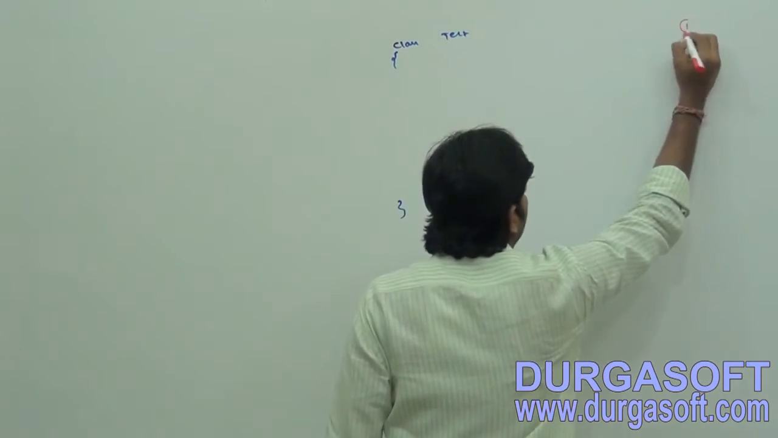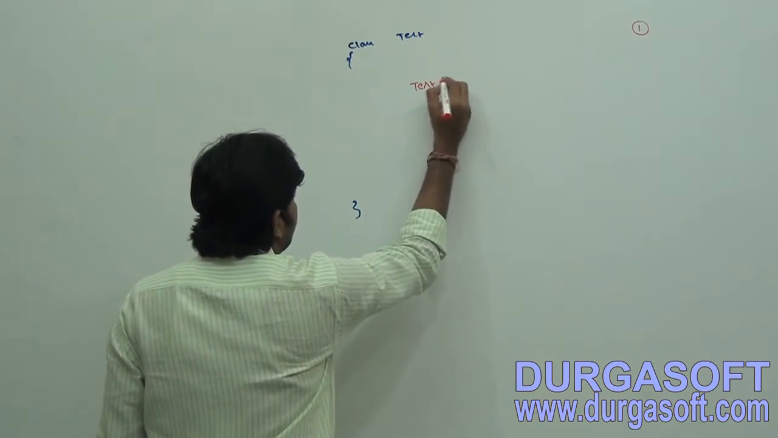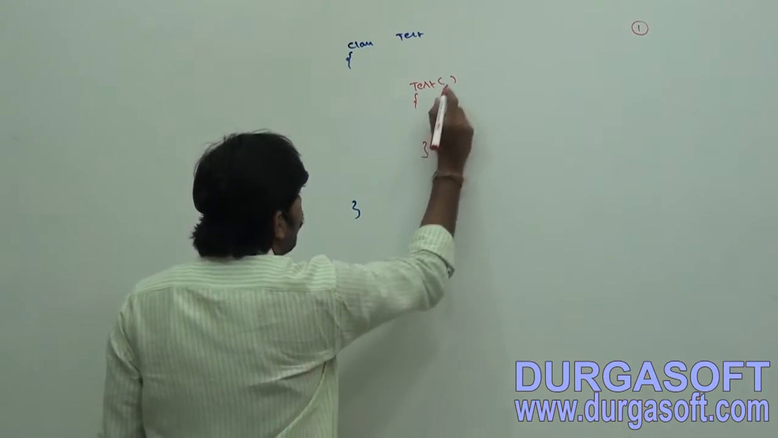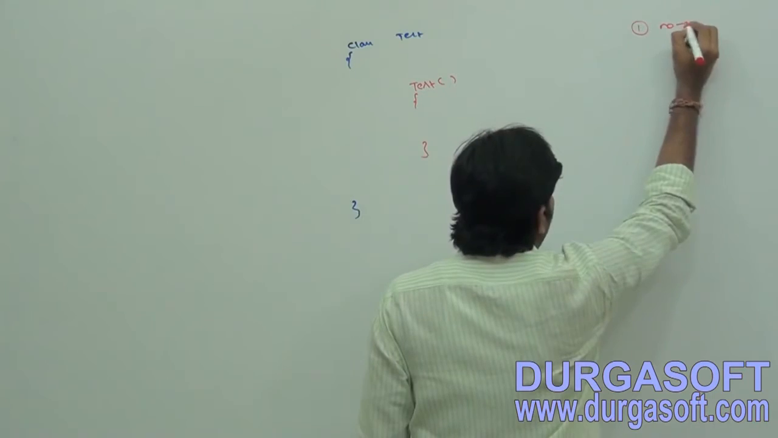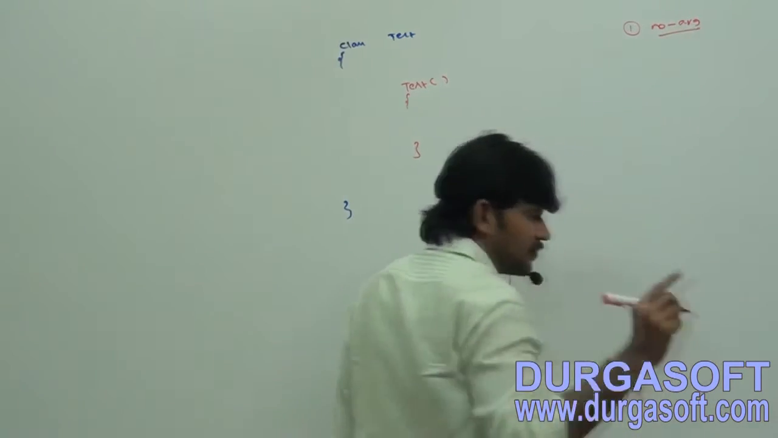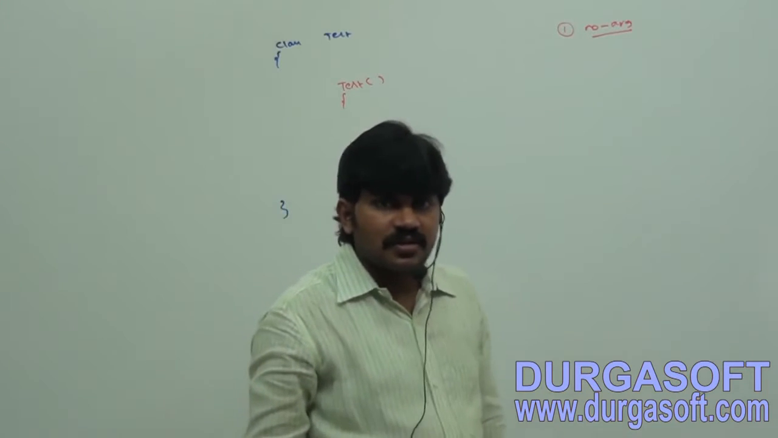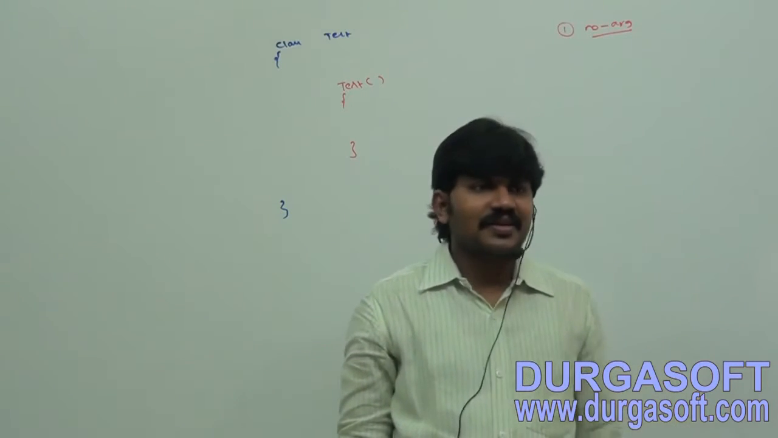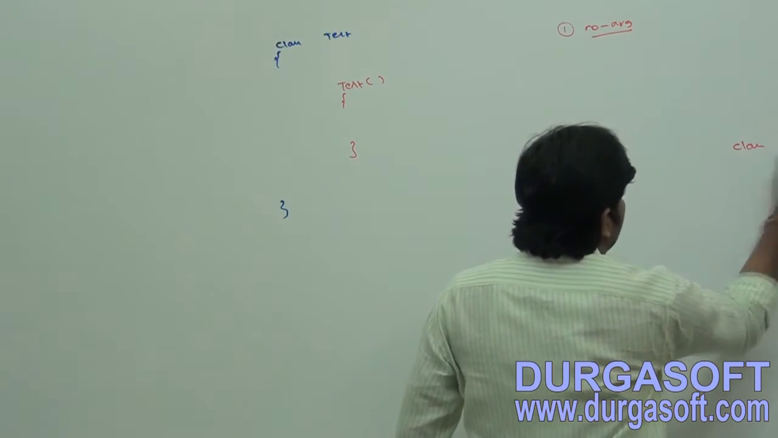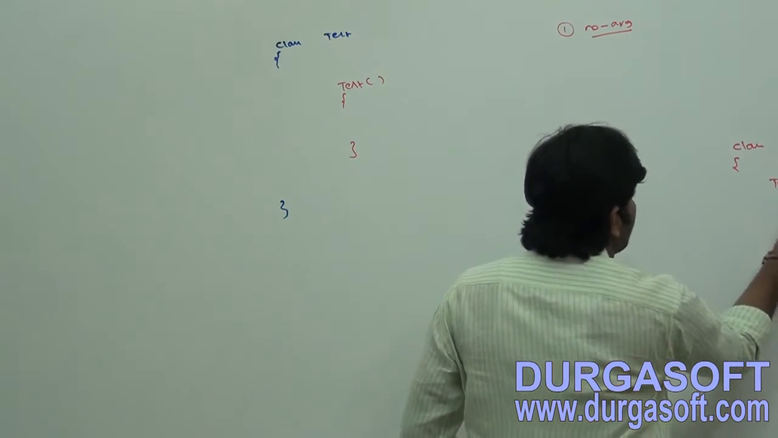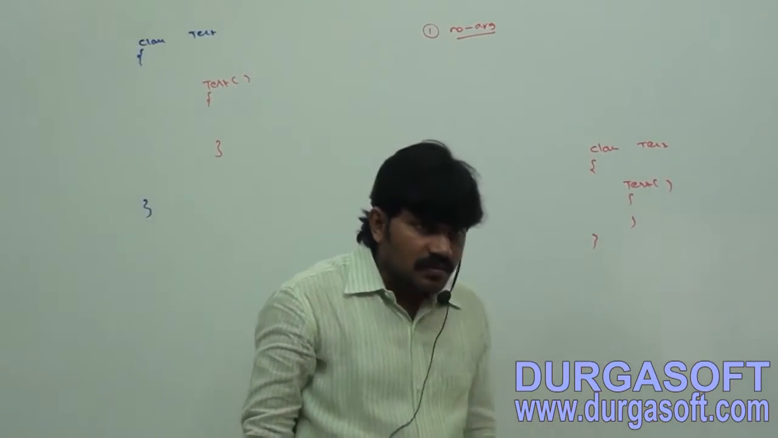Point number 1: the default constructor is always a no argument constructor. But here one thing you should be aware of: every no argument constructor is not a default constructor. Most people have a wrong approach in their mind. Suppose I wrote a Test constructor like this. Can I say it is the default constructor?